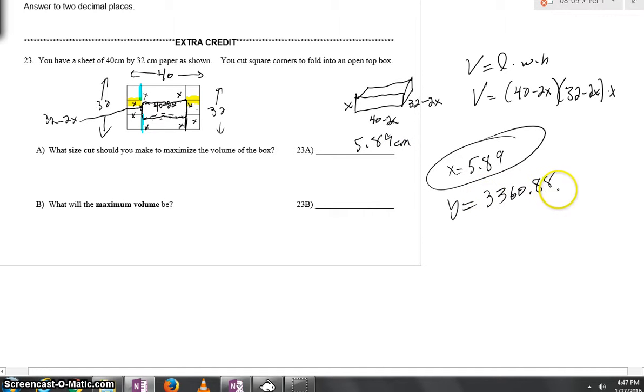What is that maximum volume? Well, that's your y value that you just graphed. So it's 3,360.88. We'll have to say square centimeters.